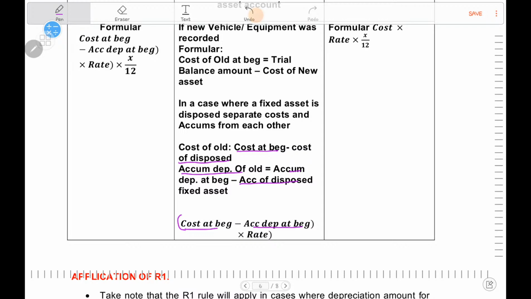So here it's very important that you separate the depreciation with the depreciation, the cost with the cost. Eggs goes with eggs, bread goes with bread. So don't try to mix things up here, because you are going to cost yourself some marks.